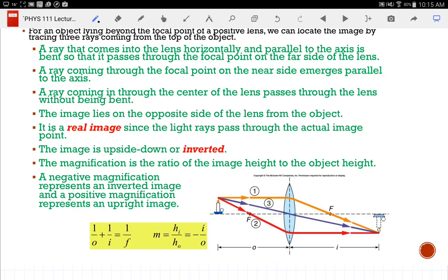Now, we get our equation here: 1 over the object distance, o in our textbook is used for object distance, plus 1 over the image distance is 1 over the focal length. How does that come about? It comes about by looking at the geometry of the triangles that are made in this diagram. We're not going through the geometry to show that that equation is correct. But that equation allows us to carefully calculate the image distance from the object distance if I know the focal length.